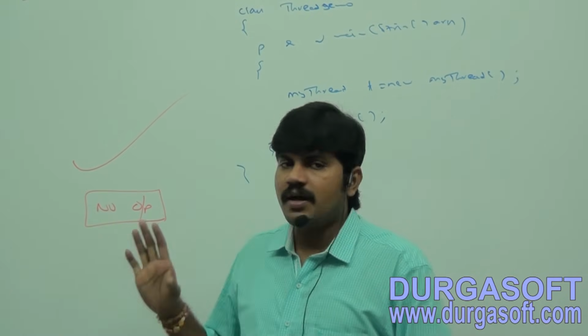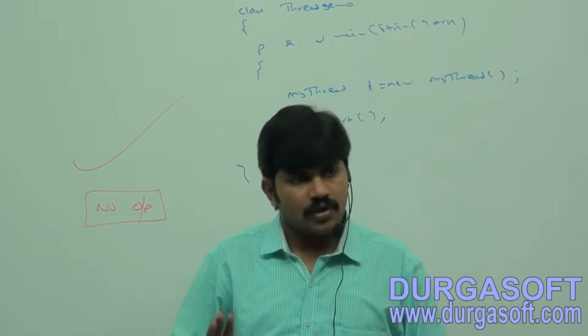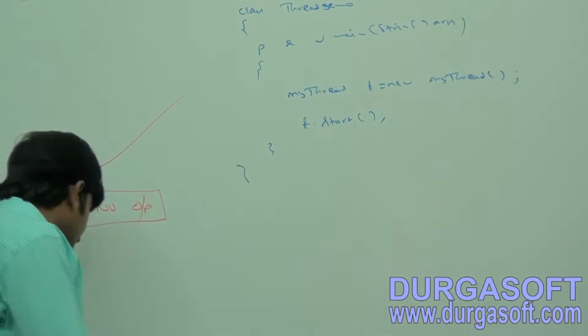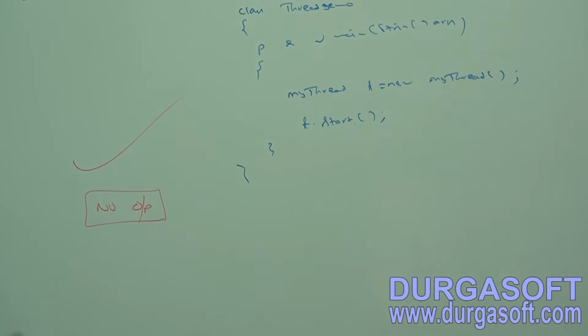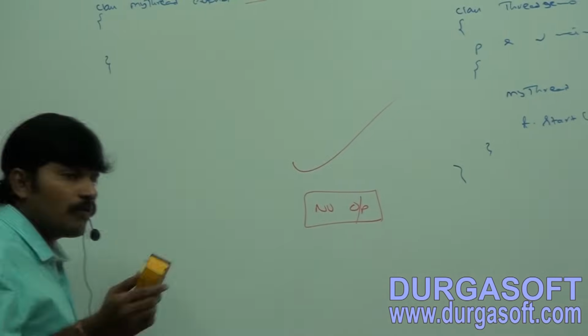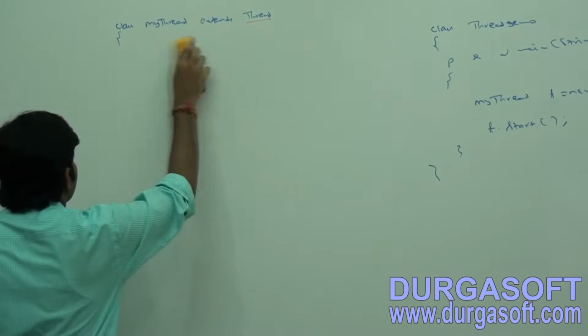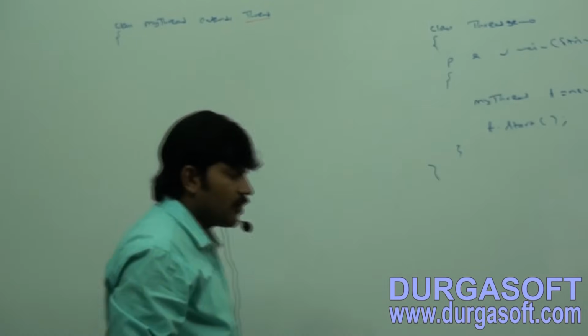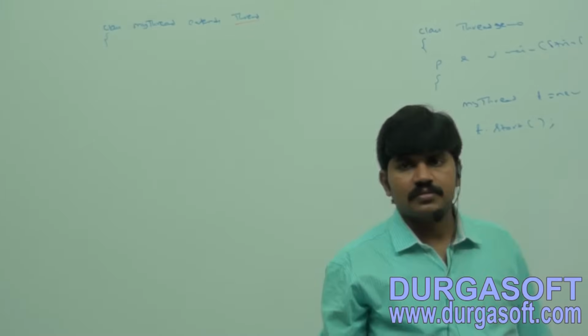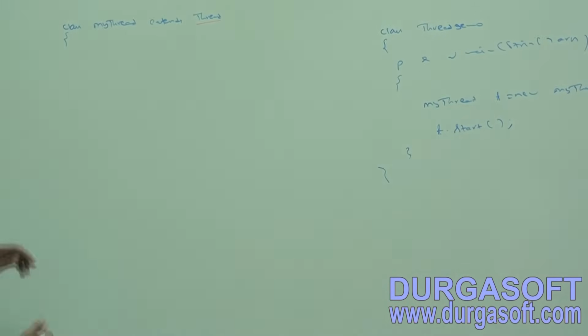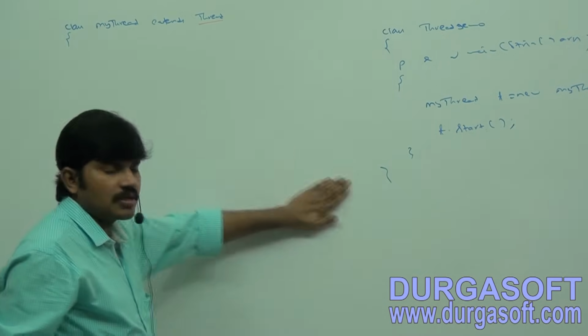So, if I am not overriding the run method, what will happen? Clear, right? Next case. What is the next one? Case 6: overriding of the start method.